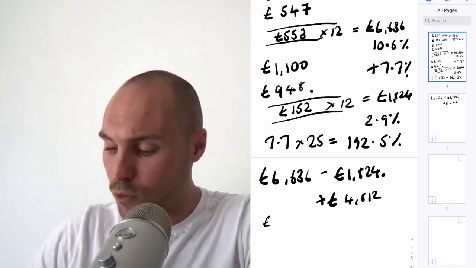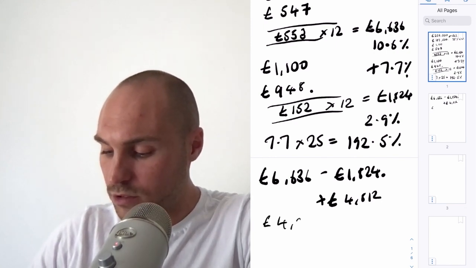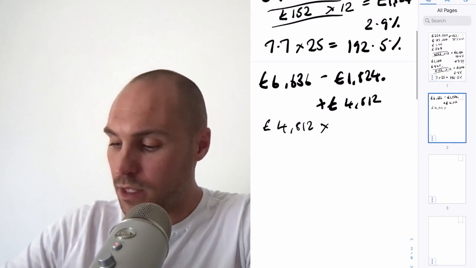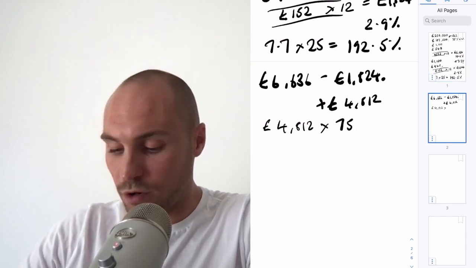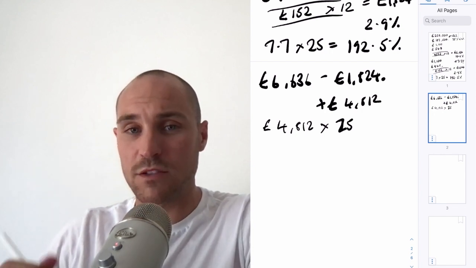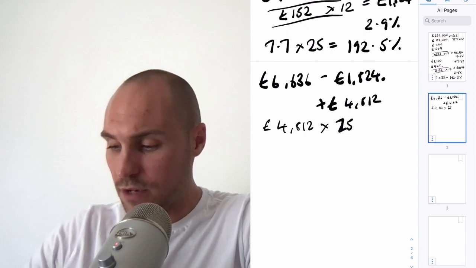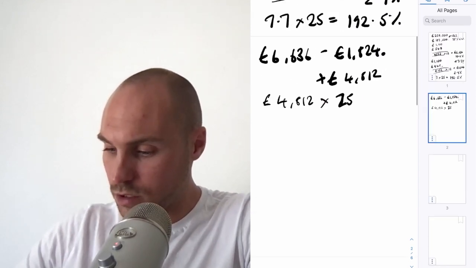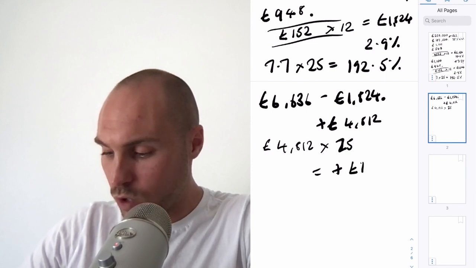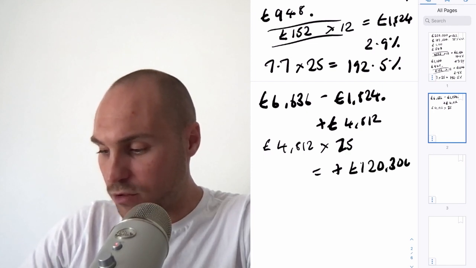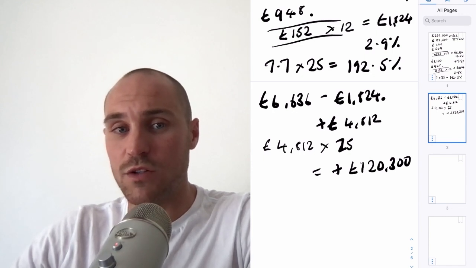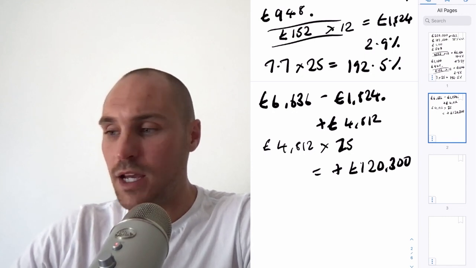And then if we take that £4,812 and times that by, sorry, not 75%, 25 years, £4,812 times 25 years gives us an additional £120,300 of cash to invest, versus if we're to use capital repayment.